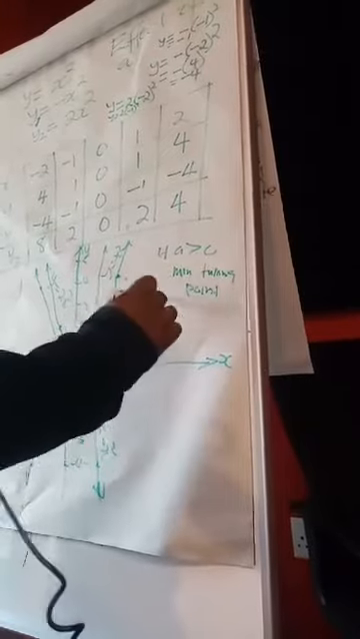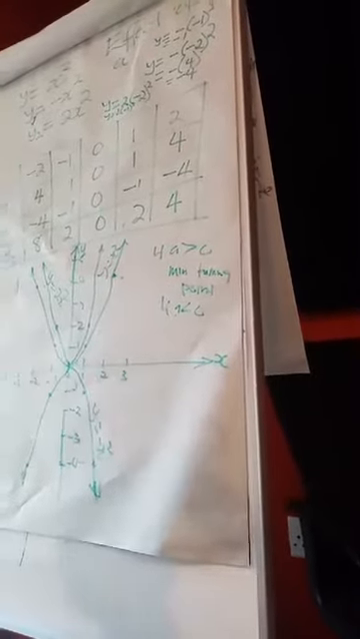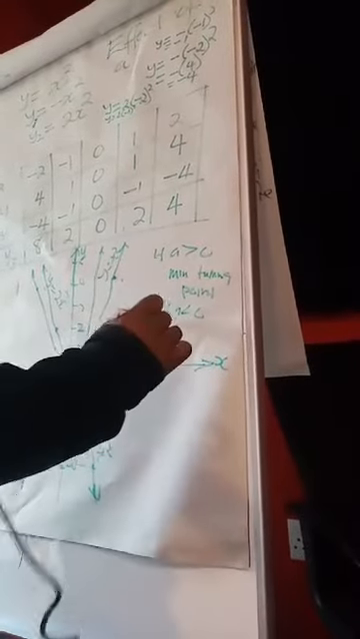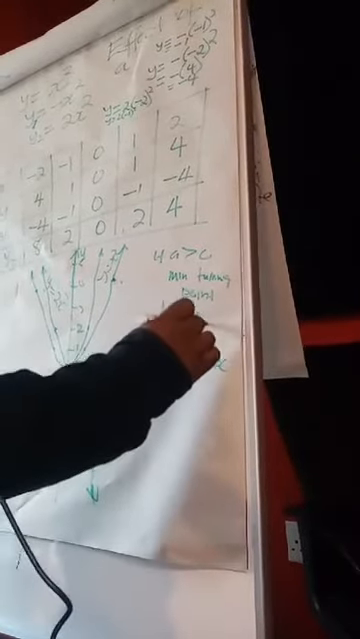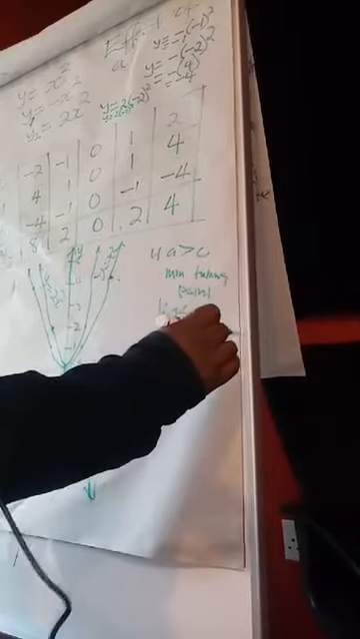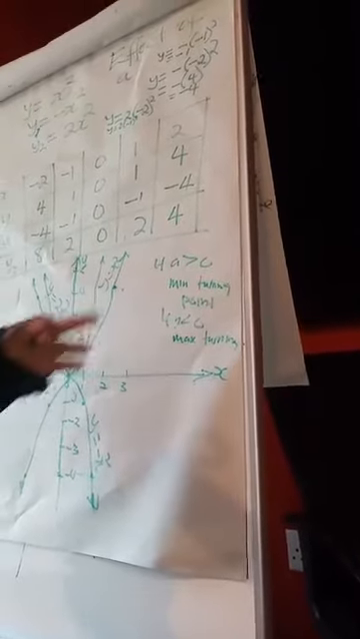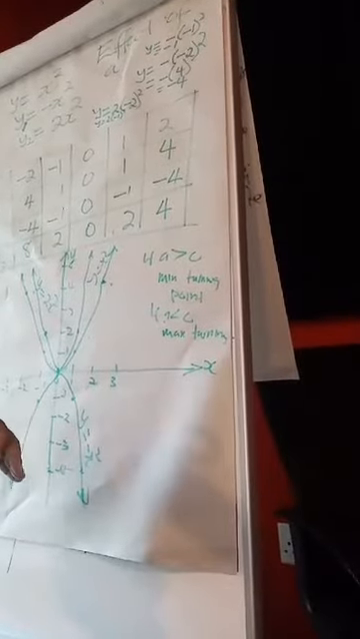Then if A is less than 0, which means if A is negative, we have seen that the graph has a maximum turning point. Don't worry about this maximum and minimum. What you just need to know is that it is concave down and concave up. Minimum means concave up. Maximum means concave down. Or just think of smile and frown.